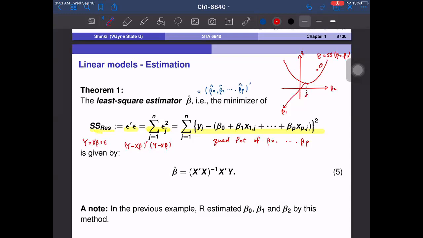And actually, the minimizer is given by this formula: beta hat is equal to x prime x inverse times x prime y. This formula is probably the most important formula in statistics. When I was in Wisconsin, my professor had dyslexia, so she could not even spell the word model. She spelled model as M-O-D-L-E, but she always remembered this formula for beta hat correctly. That means this formula is really, really important in statistics.